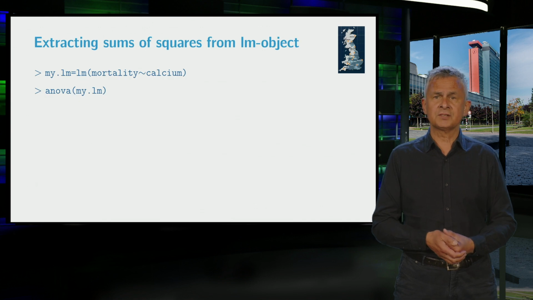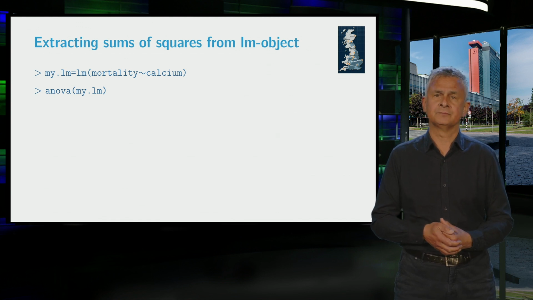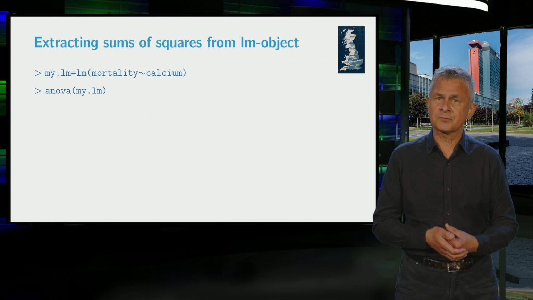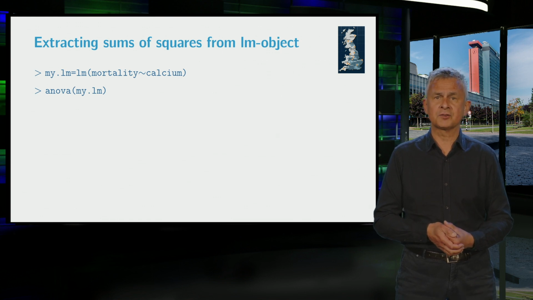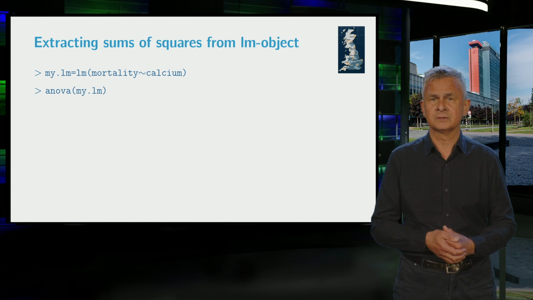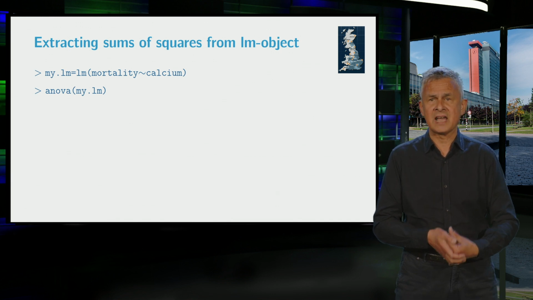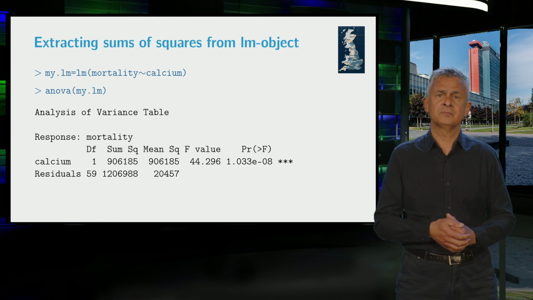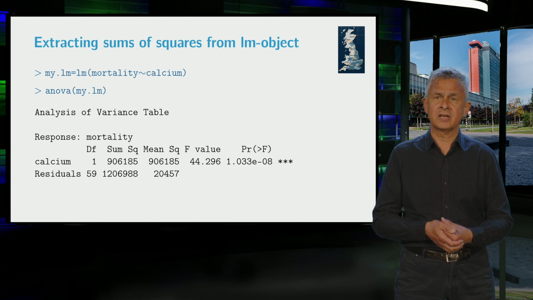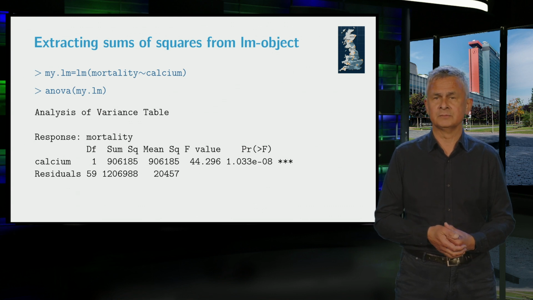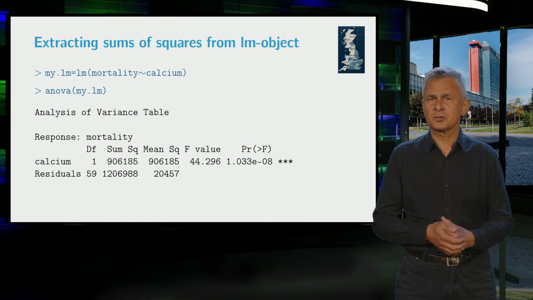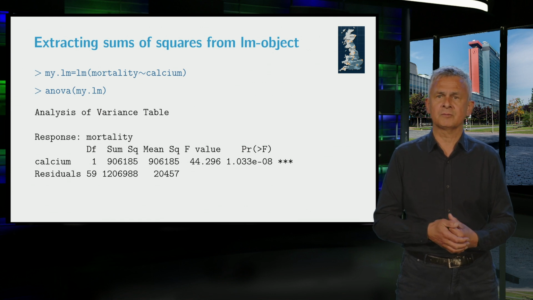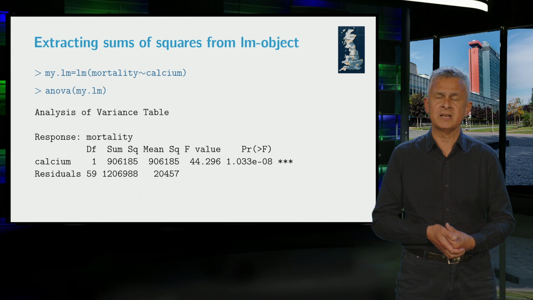Now all these quantities can be extracted from the fitted LM object. And let me illustrate things by means of the mortality example. The different sums of squares can be found by applying the function anova to the fitted object. And here anova stands for analysis of variance. Running this function generates output that contains the so-called ANOVA table. It contains all sorts of information, but for the moment we focus on the sums of squares contained in the second column.